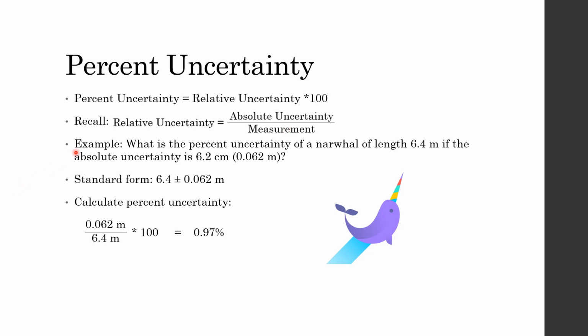So let's say, for example, we want to find the percent uncertainty of a narwhal that has a length of 6.4 meters if the absolute uncertainty of said narwhal is 6.2 centimeters, aka 0.062 meters, okay? Because remember, just like with the relative uncertainty, we want to make sure everything is in the same unit, okay? So if we were to write this in standard form, that would mean we have our measurement of our narwhal, the length of which is 6.4 meters, plus or minus 0.062 meters, which is the absolute uncertainty of our measuring device.